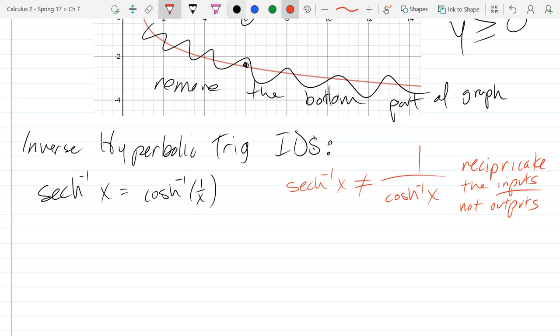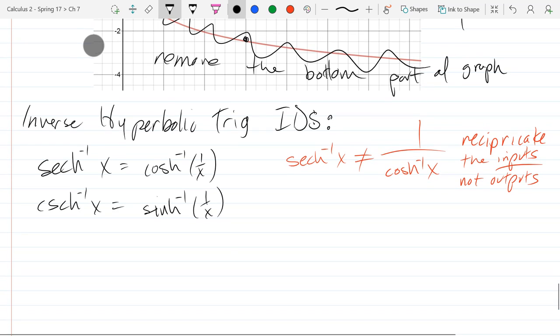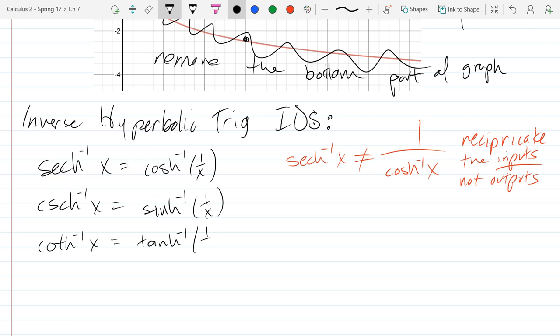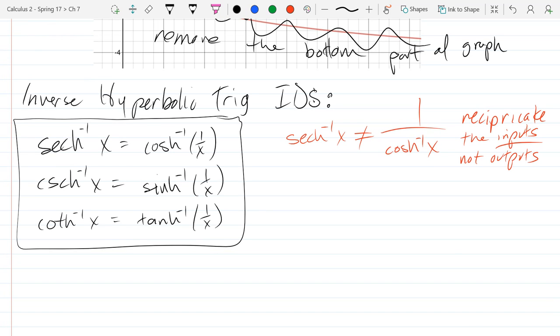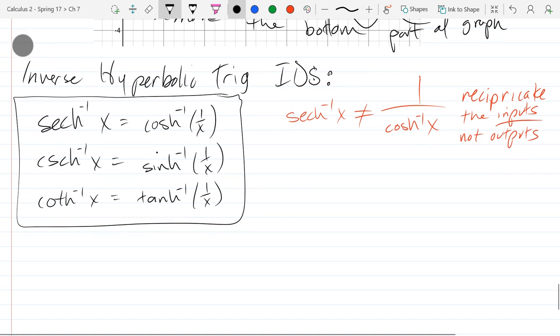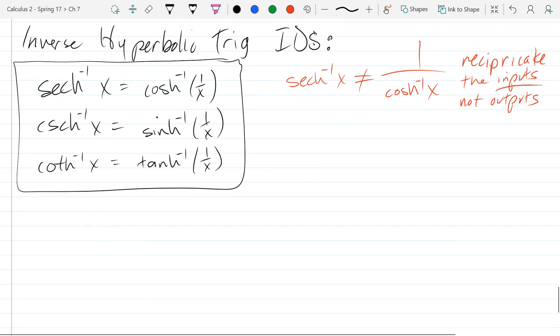And we get similar results for our other ones. Cosecant inverse hyperbolic is sine hyperbolic inverse of 1 over x. And last, cotangent hyperbolic inverse is tan hyperbolic inverse of 1 over x. And we'll just prove one of these. And all we're going to do in the proof is basically unwind the definition. So we'll prove the first one.